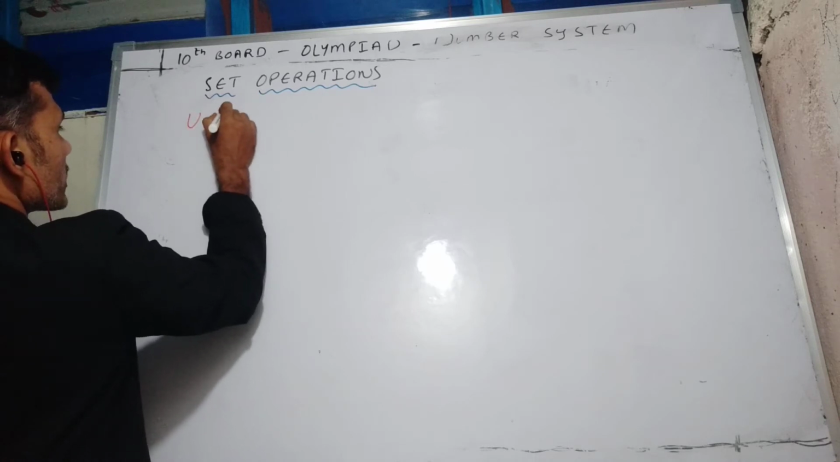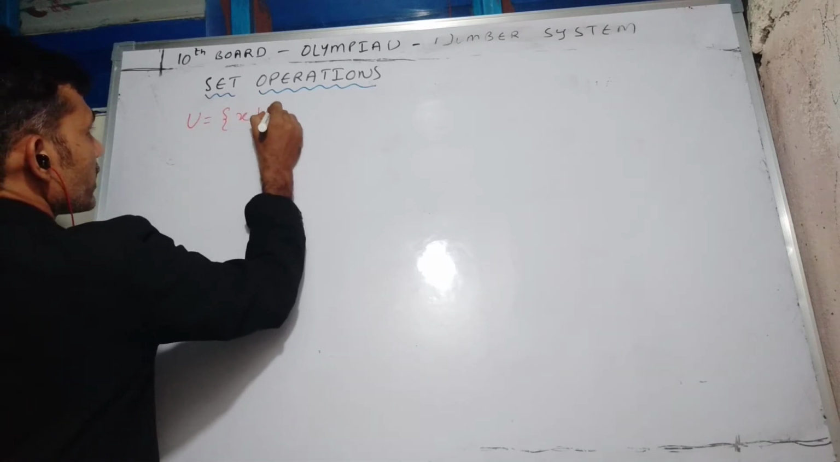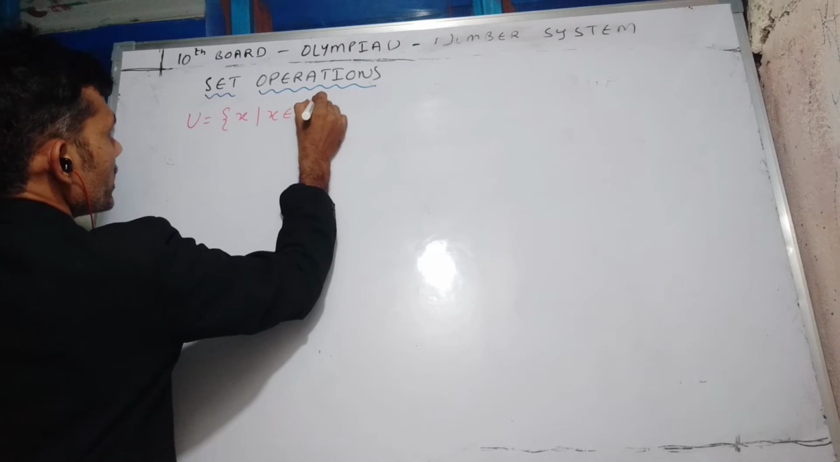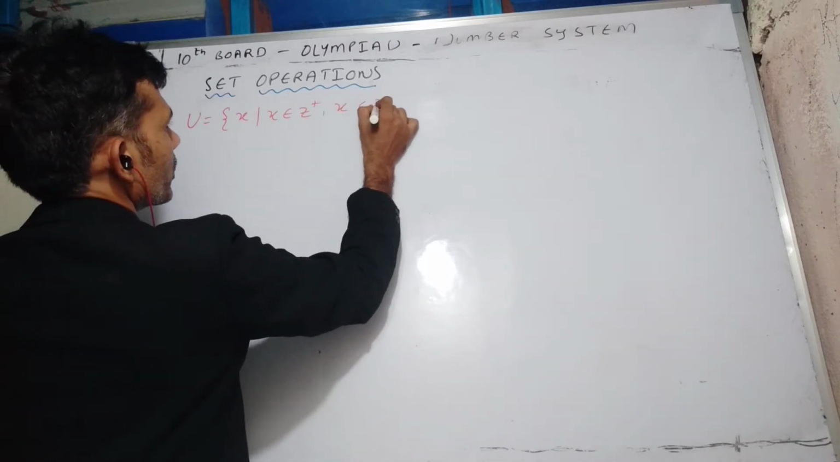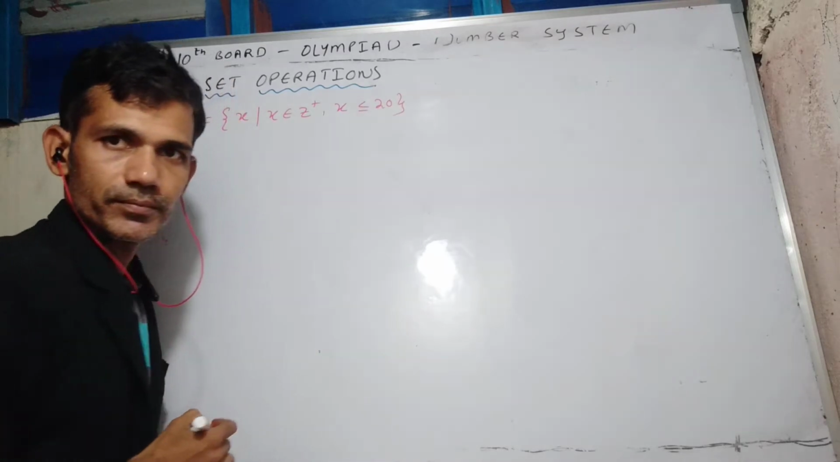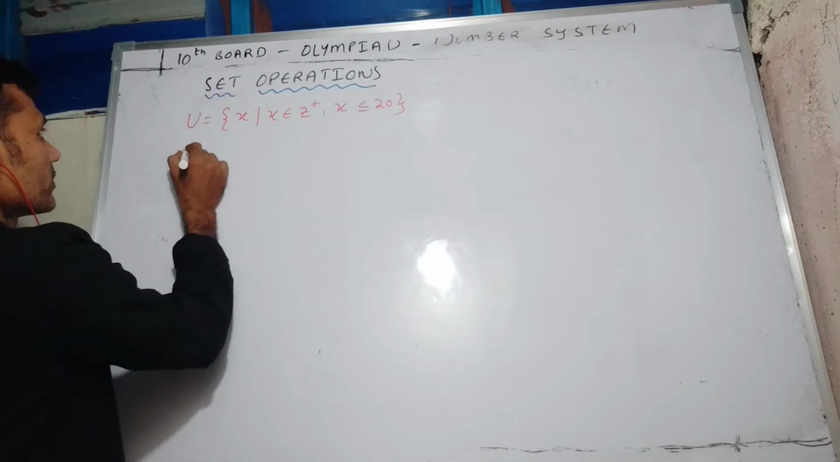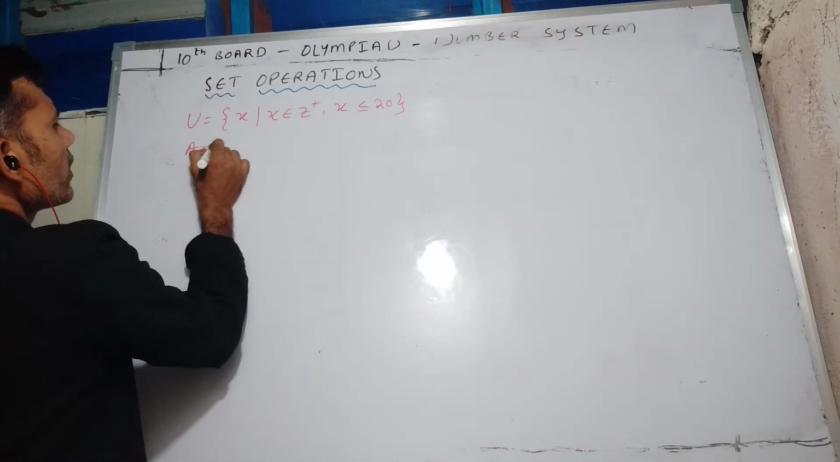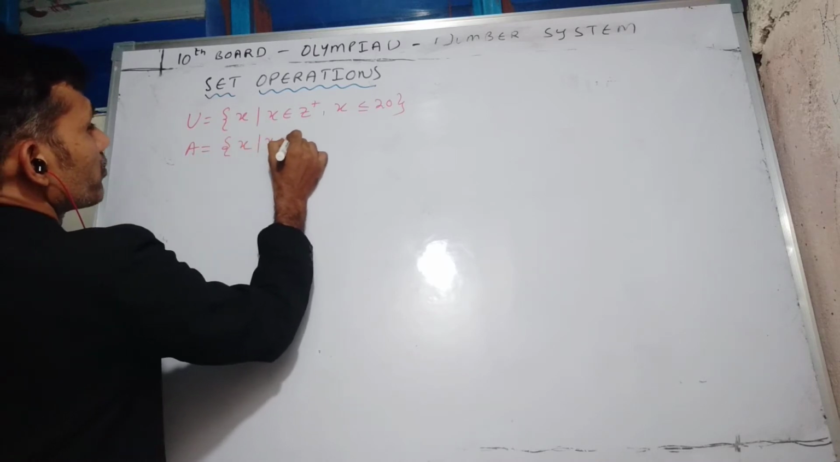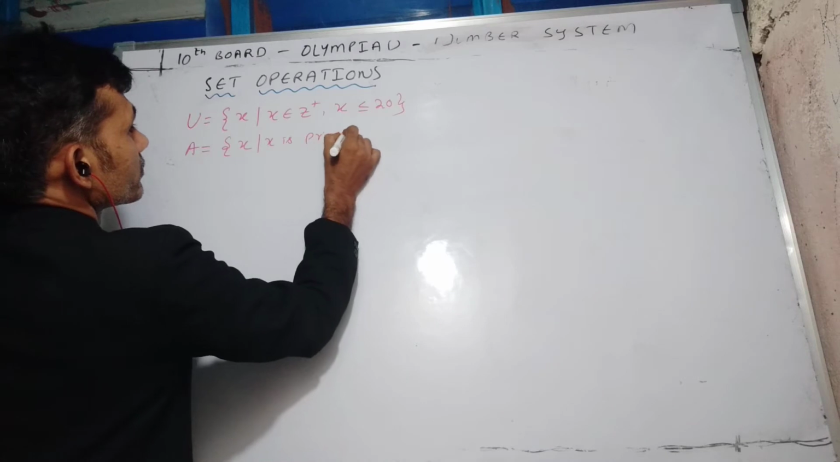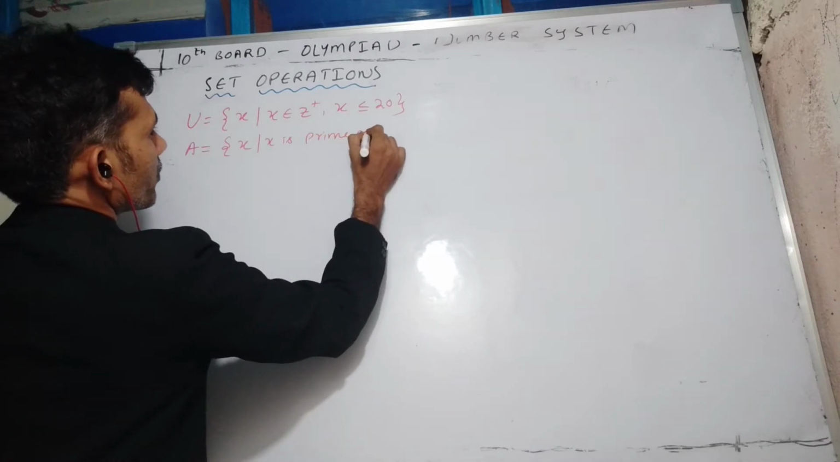Let the universal set be x such that x is a positive integer and x is less than or equal to 20. This is our universal set. Let A be x such that x is a prime number.